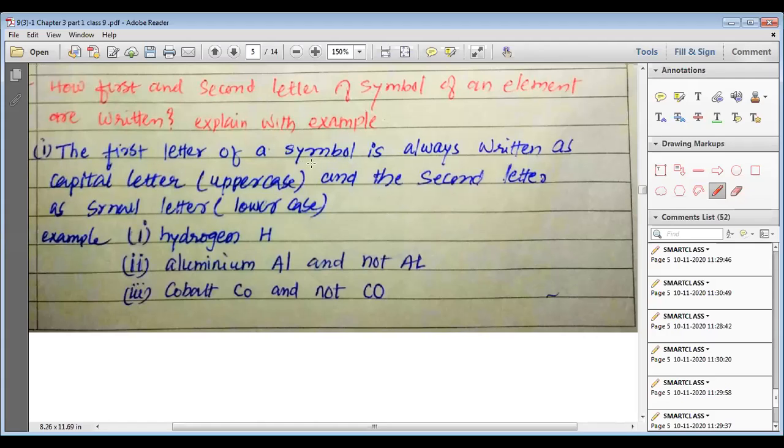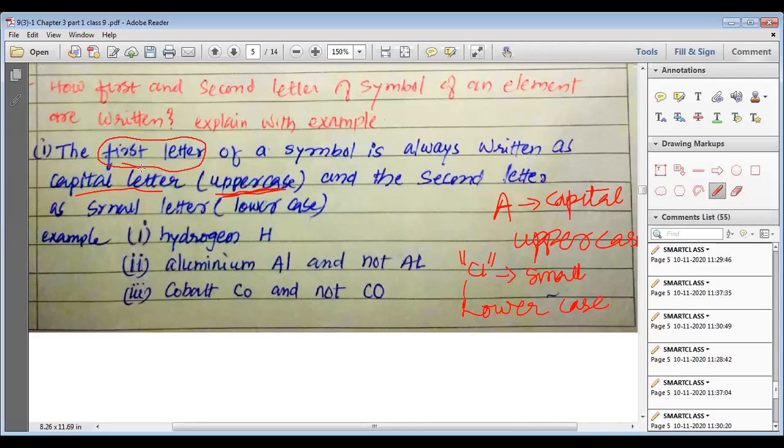So the first letter of the symbol is always written as a capital letter. What is capital letter? It is your uppercase letter. See, this is A. This is what it is known as the capital letter, or uppercase. And this a, this is also A. But this is the small letter. We call it small or lowercase. Please remember. So my dear students, whenever we write the first letter, the first letter is written in uppercase. And the second letter, we write in small letters or in lowercase.